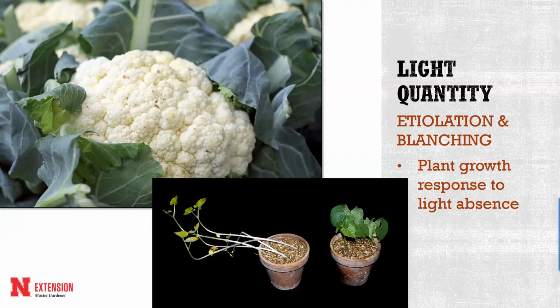Some of the other vegetable crops we think of when you're thinking of blanching: some people blanch asparagus, so that white asparagus, and then leeks are another one, where you're always piling up the soil and other material around the bottom to blanch that bottom part of the leeks.